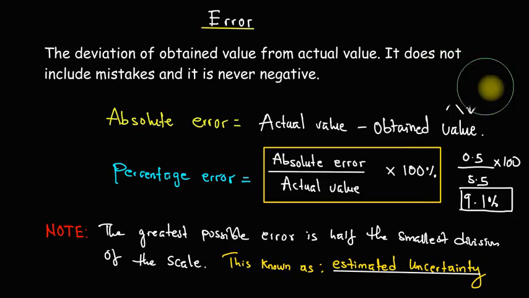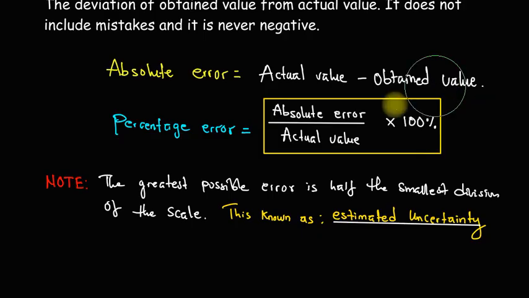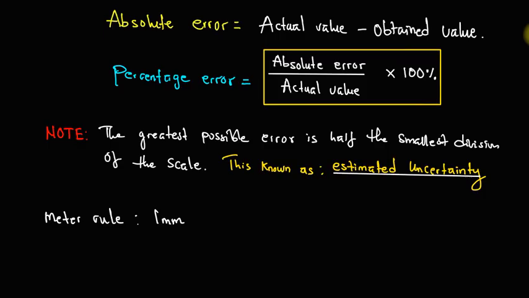That's a relatively easy case. Now I want to note something, because when we start dealing with instruments, the greatest possible error is half the smallest division of the scale. This is known as the estimated uncertainty of a measuring device. Remember when we treated meter rule, and we said meter rule can measure up to an accuracy of 1 millimeter. That's actually the smallest division on its scale.